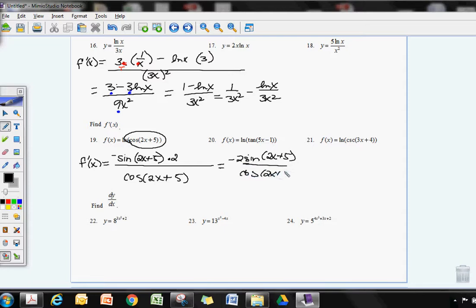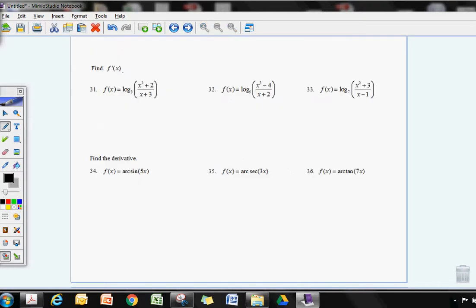Okay, on to the next one, find the derivative. This is a base, not e. So my derivative is, copy the entire problem, 8 raised to the 3x squared plus 2 power times the derivative of the exponent, that would be 6x, times the natural log of the base 8. There's no changing that. On to the back side of this page.